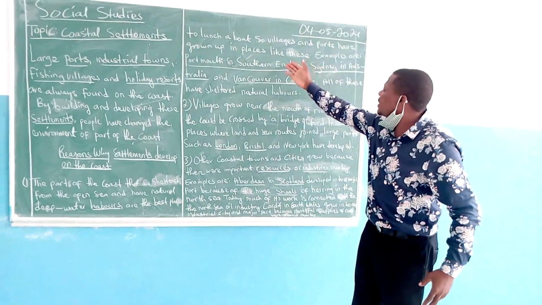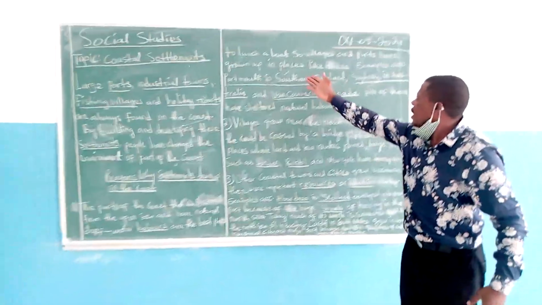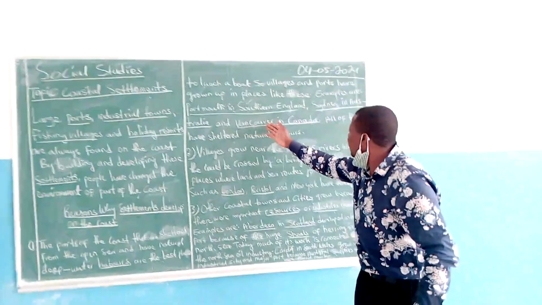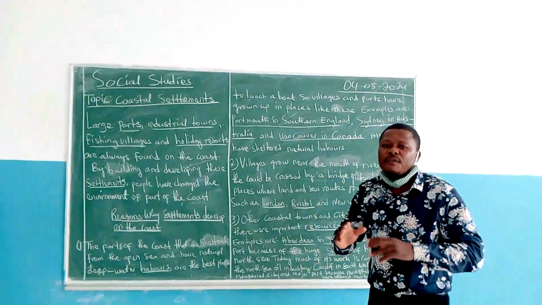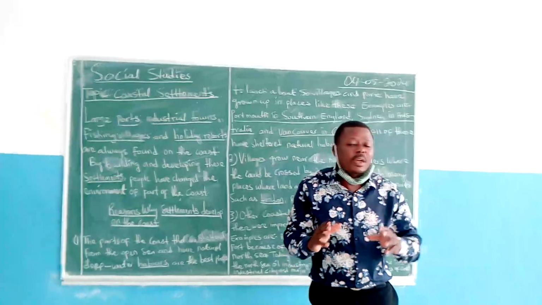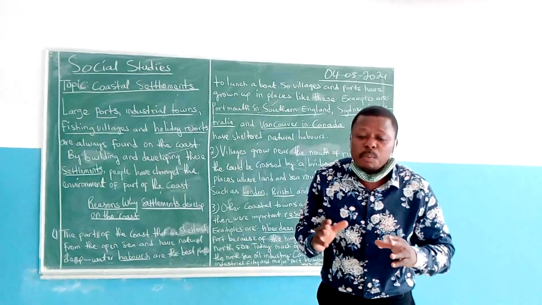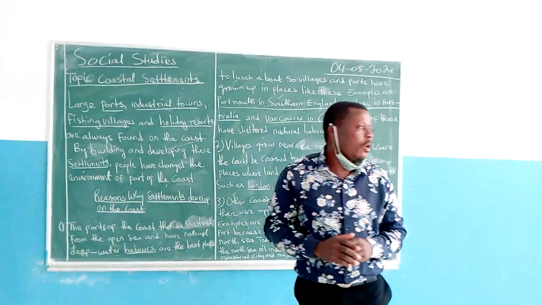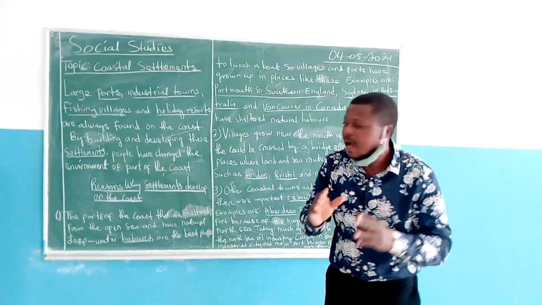All these places I have mentioned, Portsmouth in southern England, Sydney and Vancouver, have developed because of their natural deep water harbor.